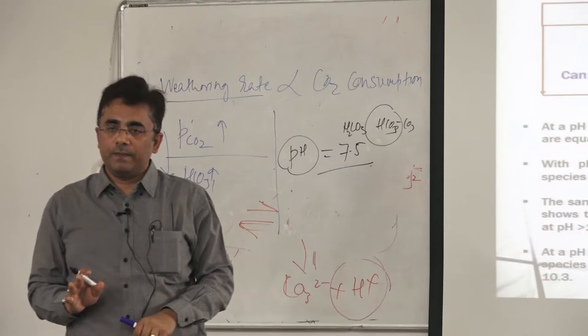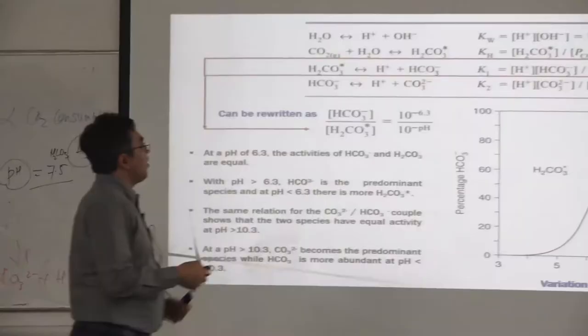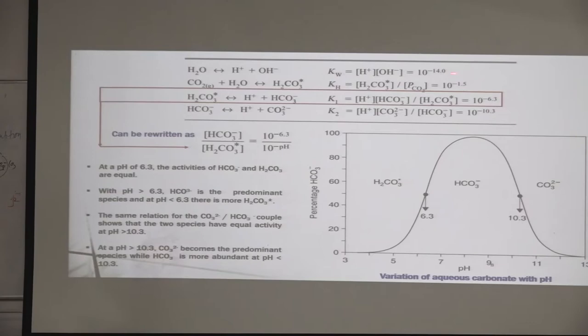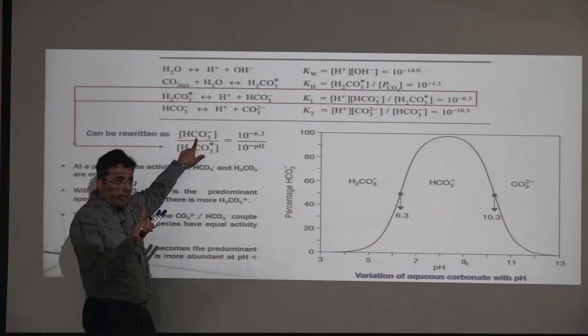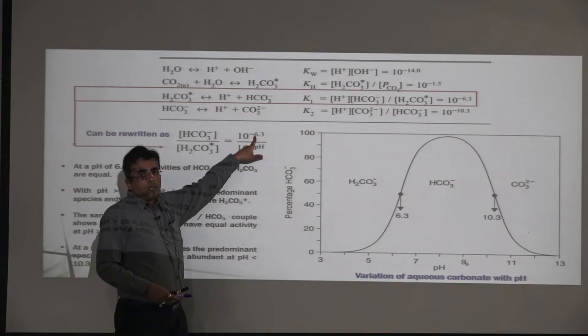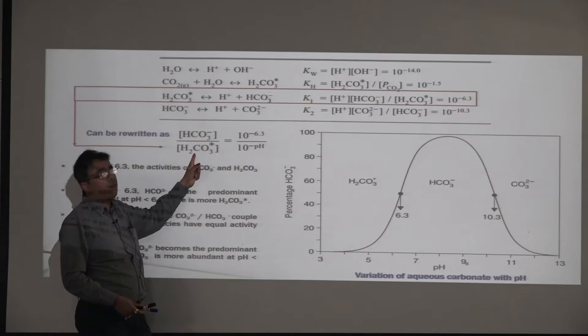Chemistry is good, though of course there are a lot of exceptions. So H2O gives H plus and OH minus, and this is the Kw. If I arrange this equation, it will be the ratio of HCO3 to H2CO3 equal to 10 to the power minus 6.3 divided by 10 to the power minus pH. If these concentrations become equal, then the pH will be 6.3, which means that at 6.3 the concentration of bicarbonate and of carbonic acid in the water should be exactly the same.